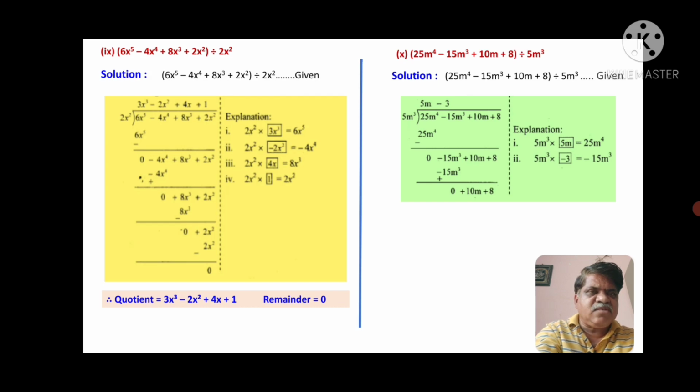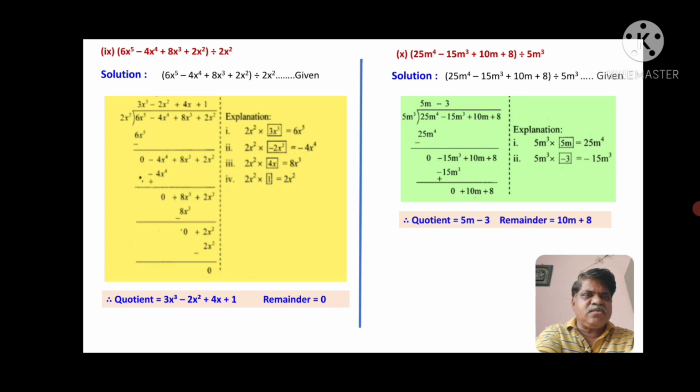So 25m fourth and 25m fourth get cancelled. What is left next is minus 15m cube plus 10m plus 8. This 5m cube is multiplied by what to get minus 15m cube? That is the minus 3 in the box. That minus 3 will become the second term of the quotient. So minus 15m cube, both get cancelled, and what is left is 10m plus 8, which is your remainder. Further division is not possible. So friends, the quotient is equal to 5m minus 3, and the remainder is 10m plus 8.